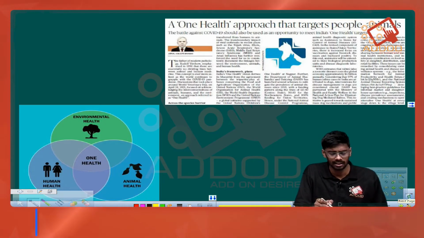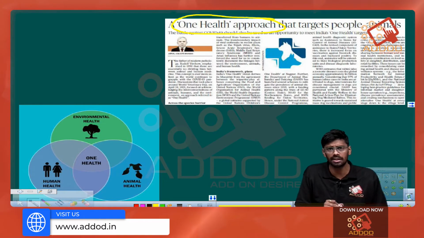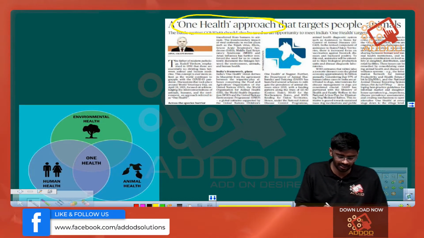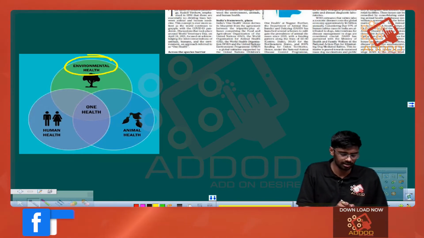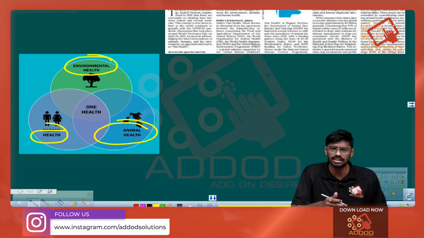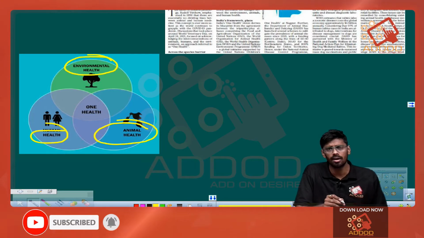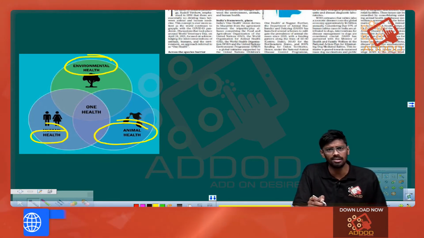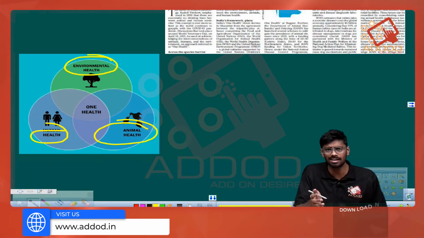Next, we have an article dealing with the One Health approach. So, what do you mean by One Health approach? In the image, you can see that the One Health approach includes the environmental health, the human health, and the animal health. So, what we can understand from this image is One Health means bringing or implementing policies that will deal with all the related health aspects.